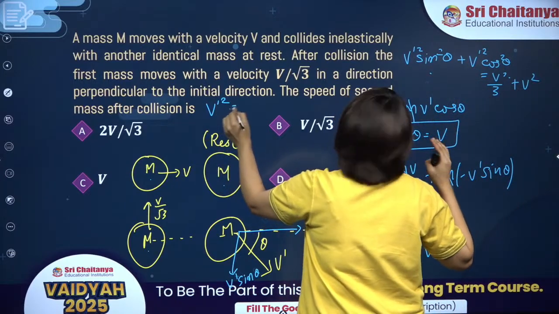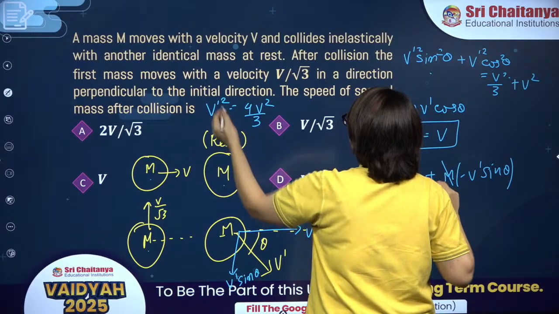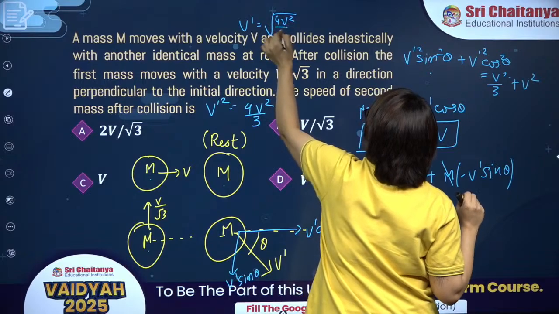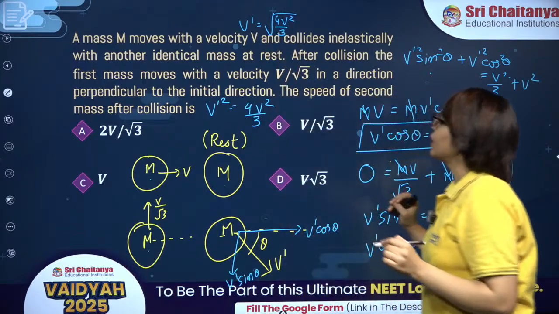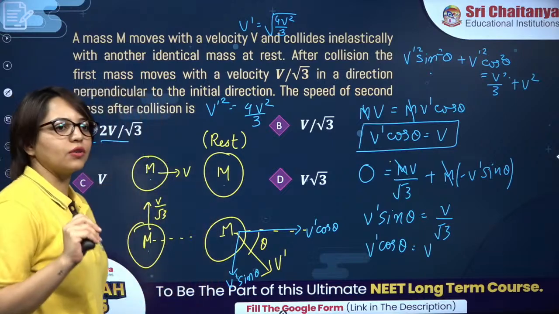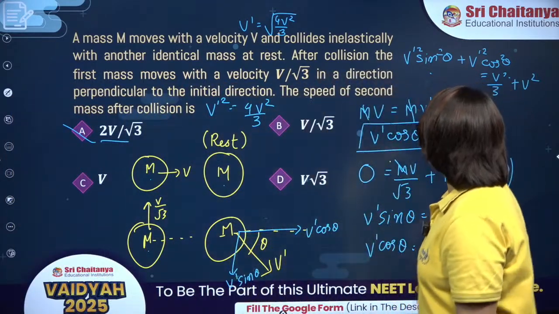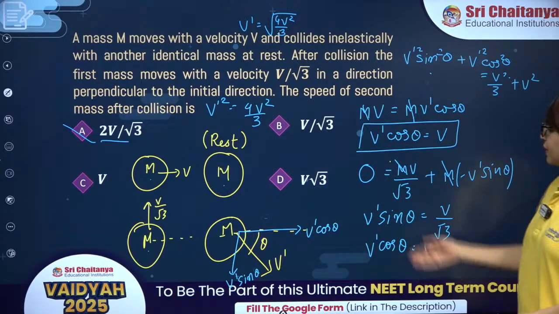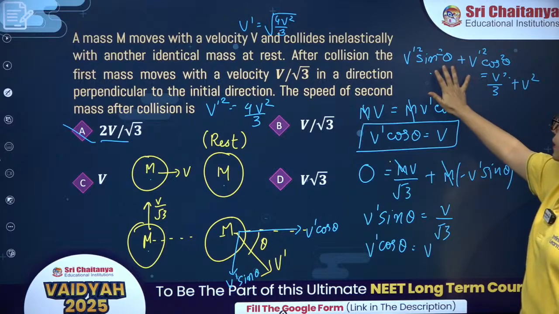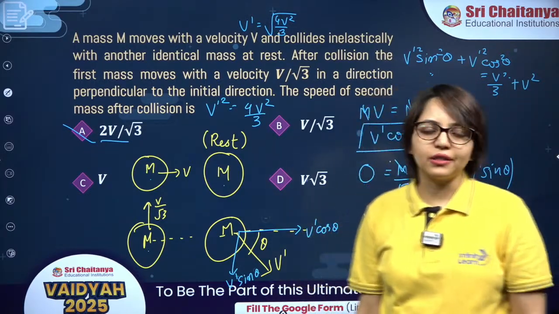So v dash square is v square by 3 plus v square, which is 4v square by 3. So v dash will be under root of 4v square by 3, which is 2v upon root 3, which is option A. Yes, so that is how it can be done. Whenever you have sin theta and cos theta in two different equations, just square and add. Sin square theta plus cos square theta will become 1 and you will automatically get the unknown value while solving.